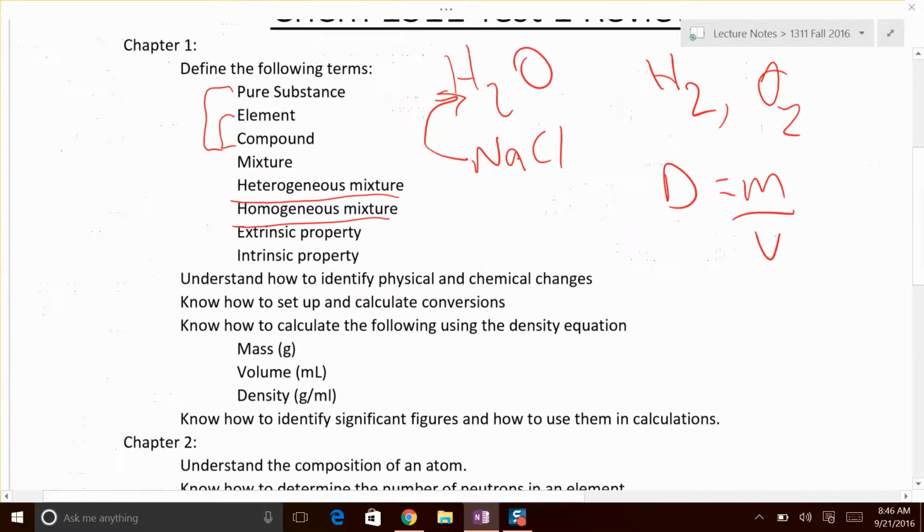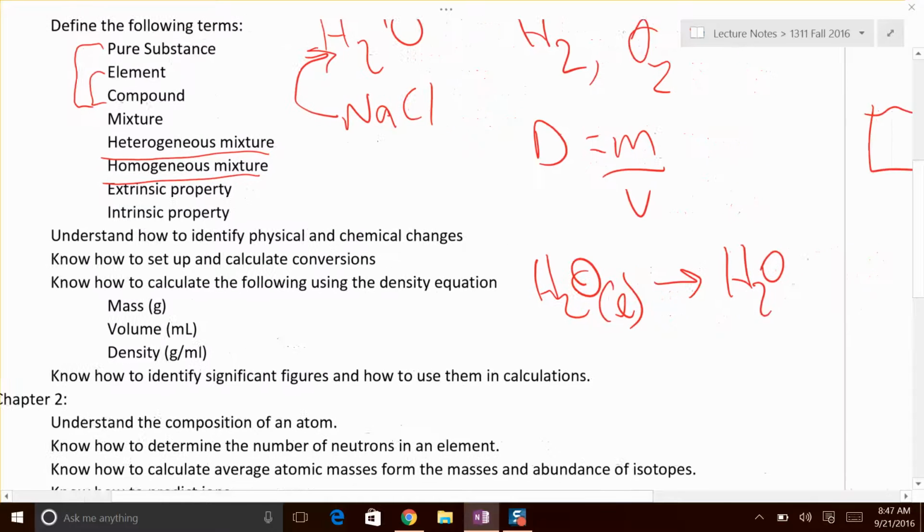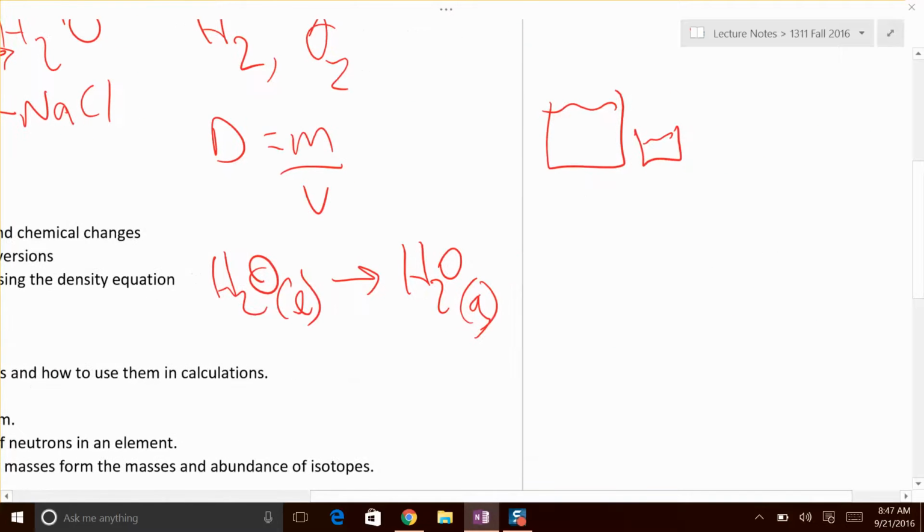Okay, so physical changes. Physical changes are identified if you undergo a change, but you don't change your chemical composition. H2O, liquid, to H2O, gas. That's a physical change, right? I am not changing my chemical structure. I'm changing my physical property.